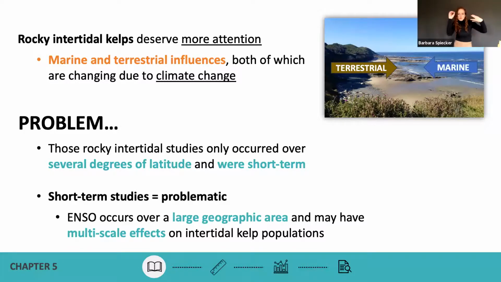And in those studies that did assess El Nino impacts on intertidal kelps, they did so over really limited degrees of latitude, and they were short-term, spanning usually a single El Nino event. So using this short-term information to assess ecological consequences can be really problematic, considering ENSO occurs over a large geographic area and may have multi-scale effects on intertidal kelps.